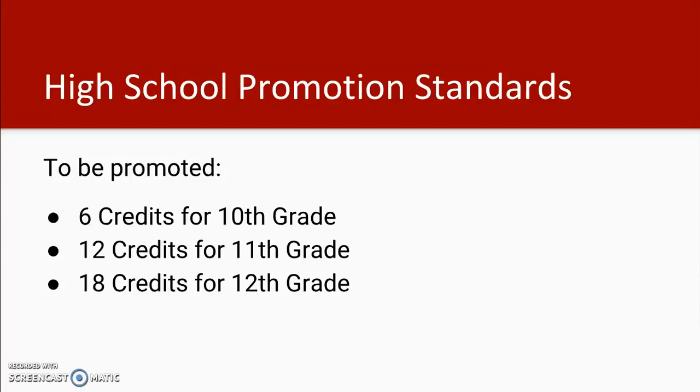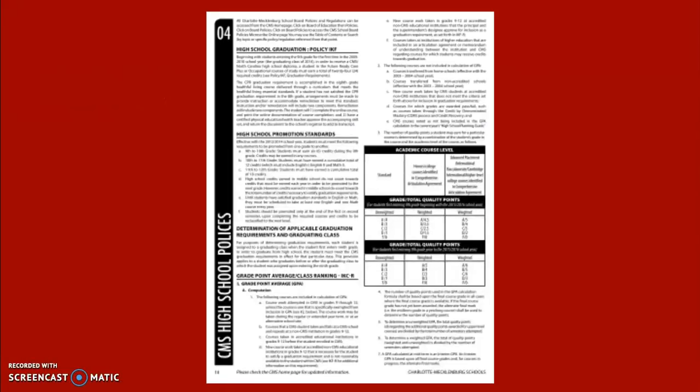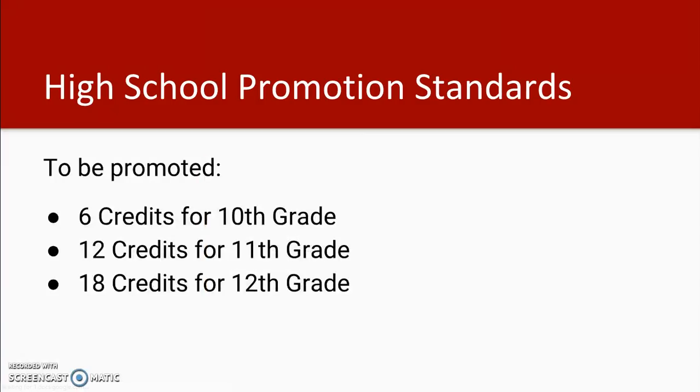At this time, we will review high school promotion standards in order to learn how many credits are needed to be promoted from one grade level to the next. Please refer to page 14 in the planning guide. Students must earn a total of any 6 credits to be promoted from 9th to 10th grade. Students must have a cumulative total of 12 credits at the end of 10th grade to be promoted to the 11th grade. Those 12 credits must include English 1 and 2 and Math 1.